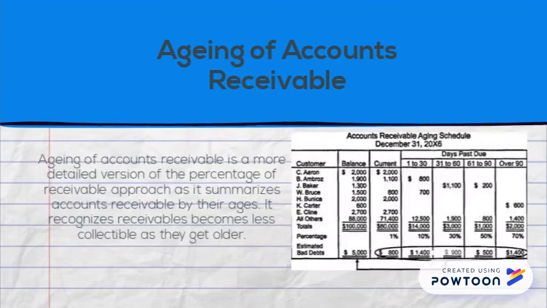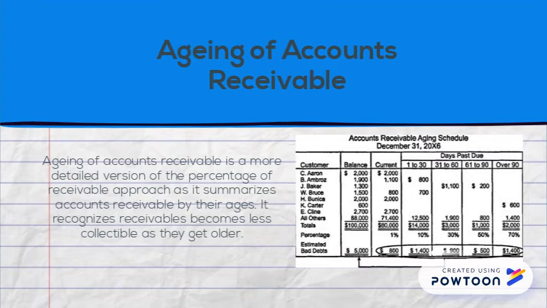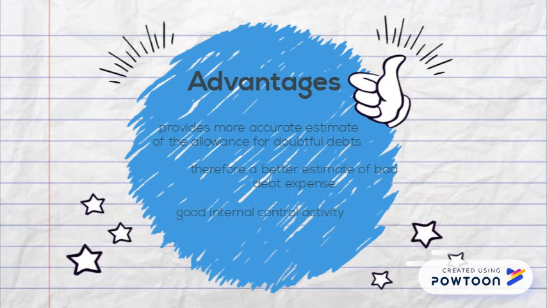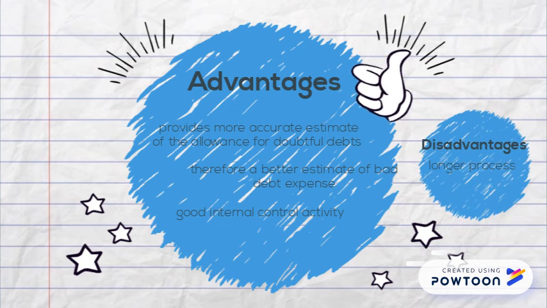Aging of accounts receivable is a more detailed version of the percentage of receivables approach, as it summarizes accounts receivable by their ages. It recognizes that receivables become less collectible as they get older. Advantages are that it provides a more accurate estimate of the allowance for doubtful debts, and therefore a better estimate of bad debt expense. In addition, it's a good internal control activity. The disadvantage is that it's a longer process.